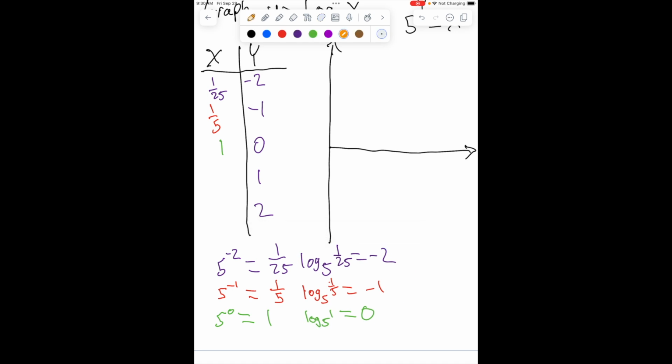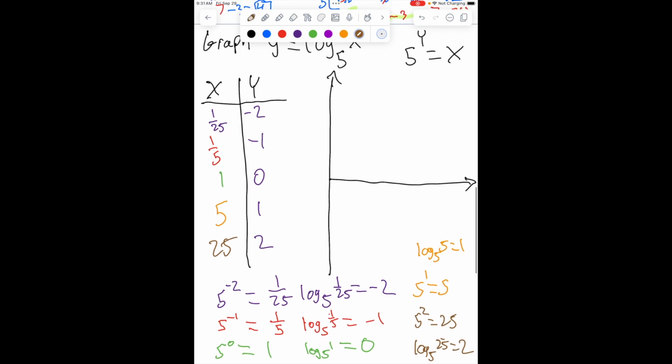All right, now I'm going to say 5 to the first. Again, I know that that's 5. In log form, that would be log base 5 of 5 equals 1. We know that that would cancel out. And so that's going to be 5. And my last one is 5 squared. Again, 25. That would be log base 5 of 25 equals 2. And that's going to be right here.